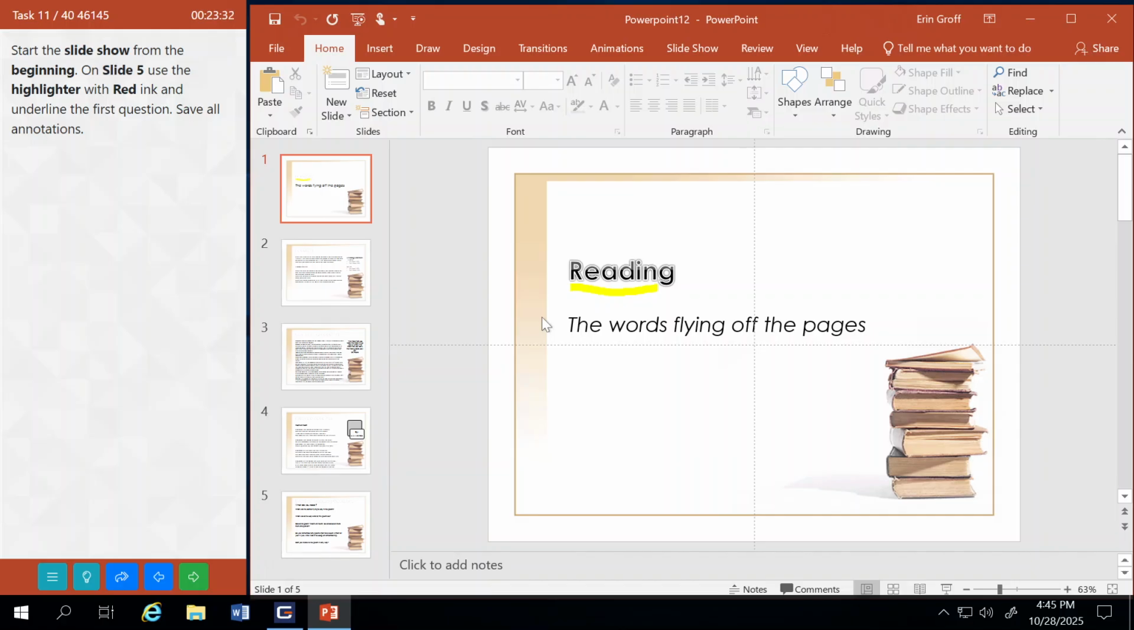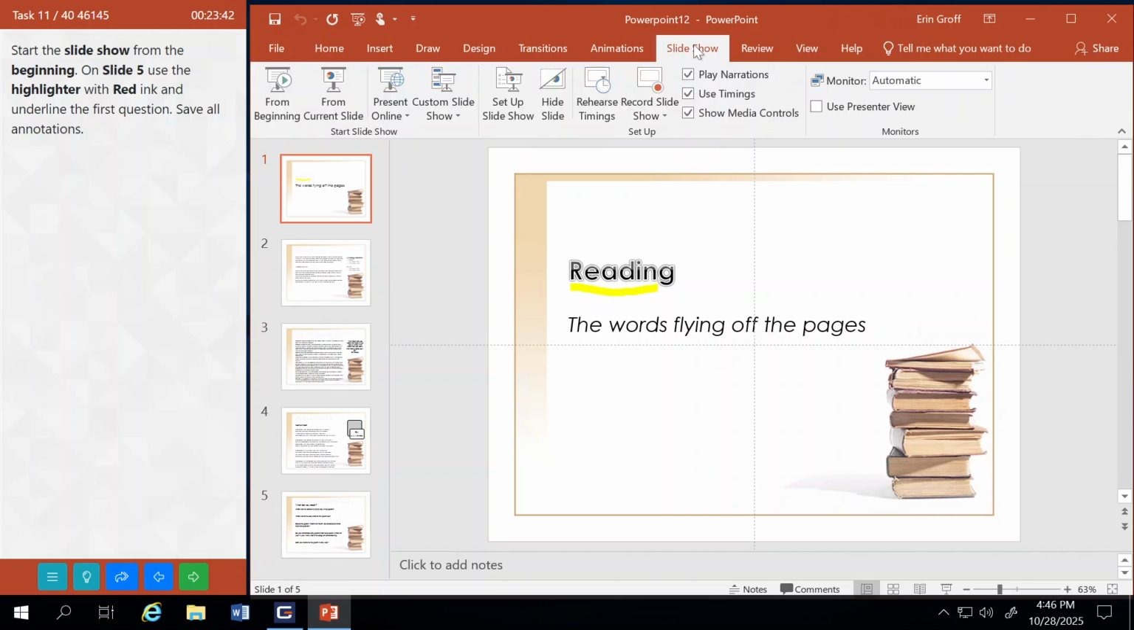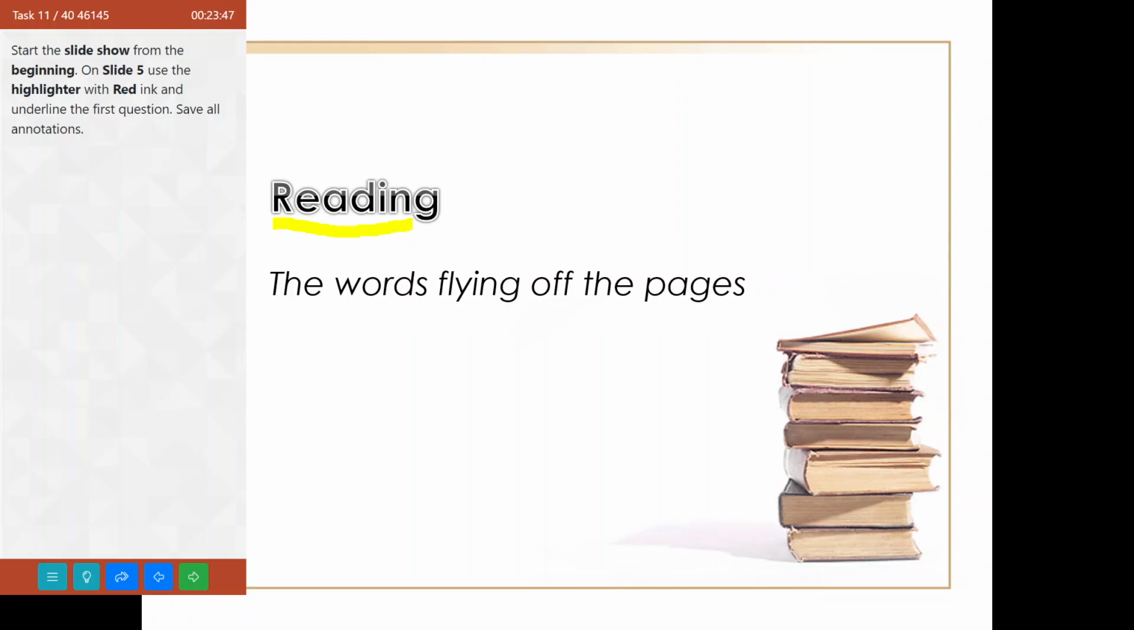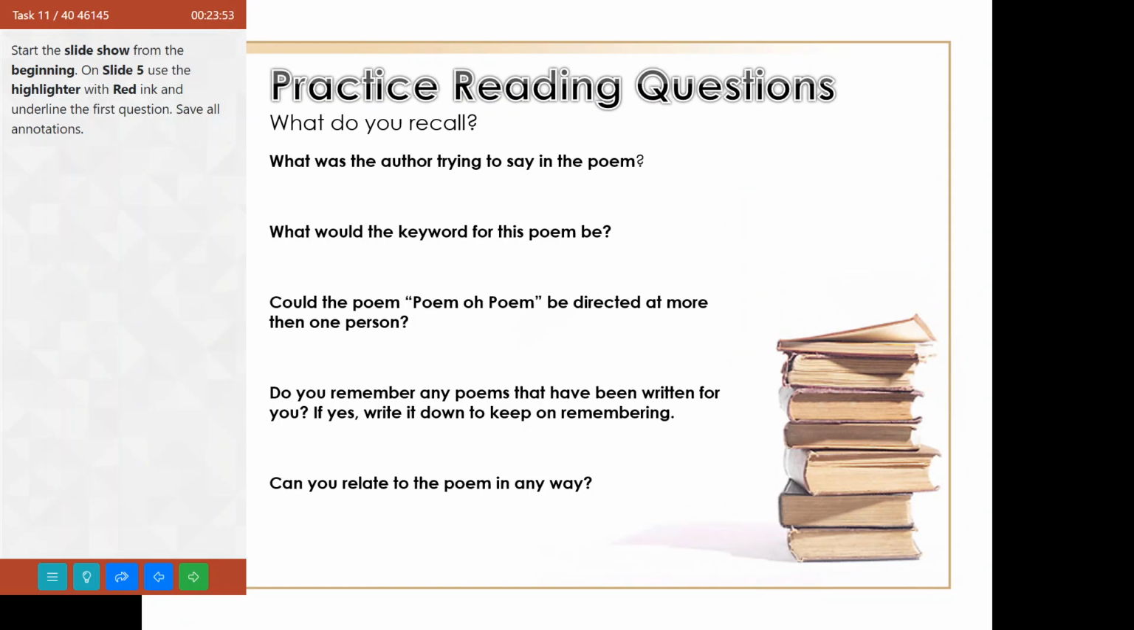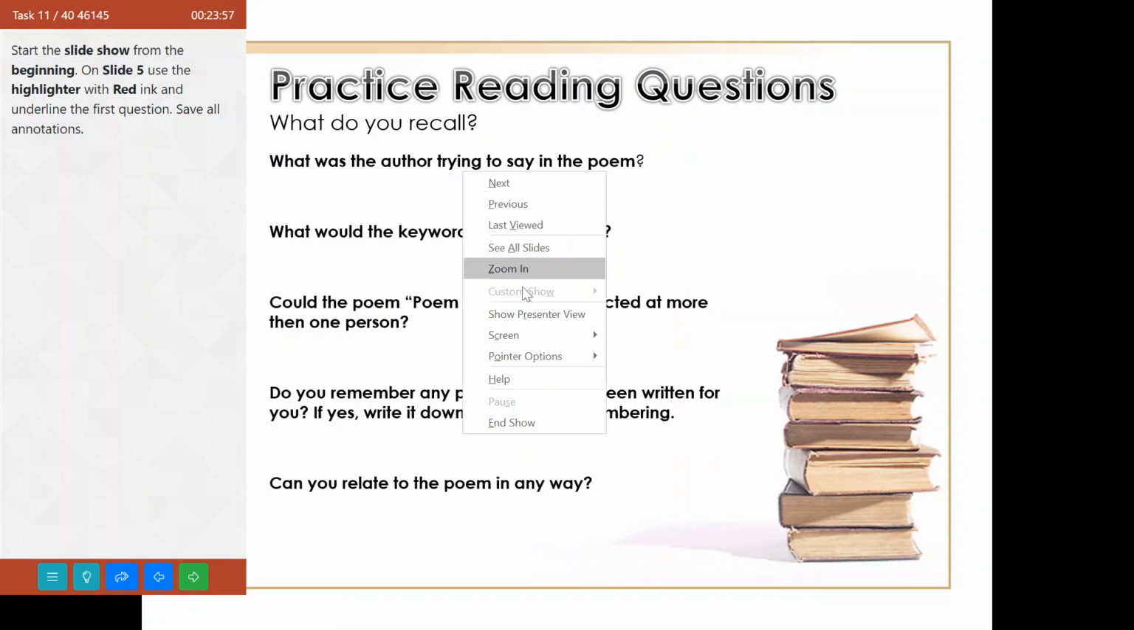Start the slideshow from the beginning. On slide 5, use the highlighter with red ink and underline the first question, save all annotations. I'm going to go to Slideshow From Beginning. I'm going to advance to slide number 5. From here, I'm going to right-click my mouse, and from Pointer Options, I'm going to select Highlighter.